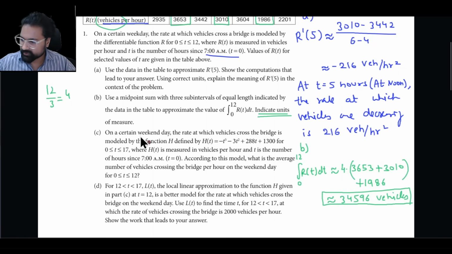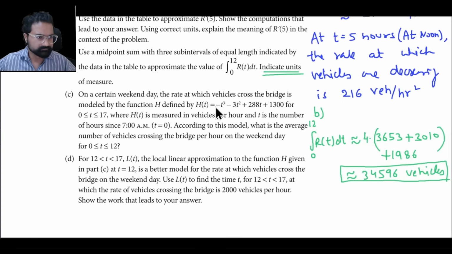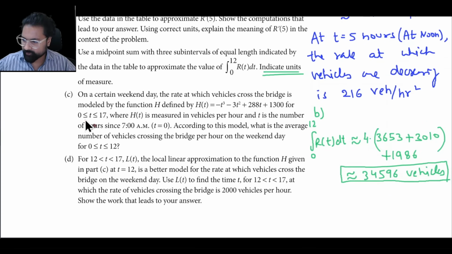Okay, then they are saying on a certain weekday, the rate at which vehicles cross the bridge is modeled by this function now. So we have to disregard the table for the moment. For t from 0 to 17, where H is measured in vehicles per hour and t is the number of hours, according to this model, what is the average number of vehicles crossing the bridge per hour on the weekday from 0 to 12?